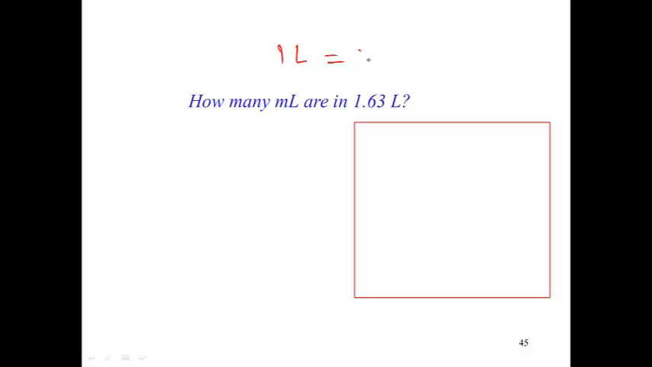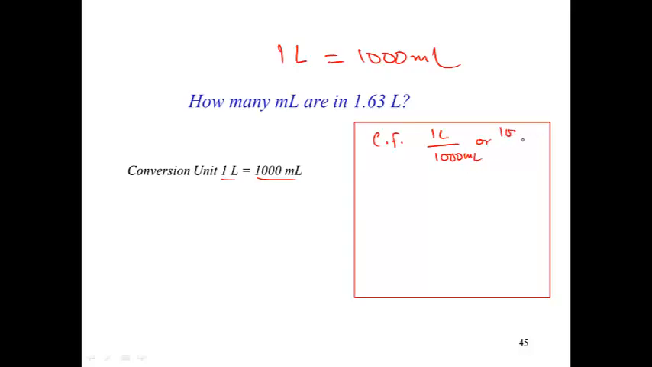1 liter is equal to 1000 milliliters. So our definition for conversion is 1 liter equal to 1000 milliliters. So that means that I can write the conversion factor here. It is 1 liter over 1000 milliliters or 1000 milliliters over 1 liter. Notice that you are going from liters to milliliters, and so therefore you want to cancel liters. The conversion factor you want is 1000 milliliters over 1 liter.